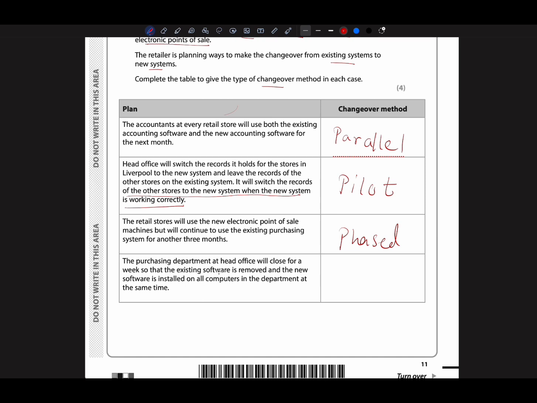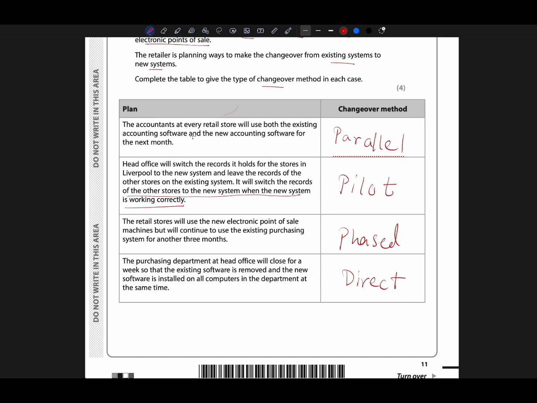The purchasing department at head office will close for a week so that the existing software is removed and the new software is installed on all computers in the department at the same time. So they will close for a week, remove the existing software and install the new one at the same time. This is called direct, right?